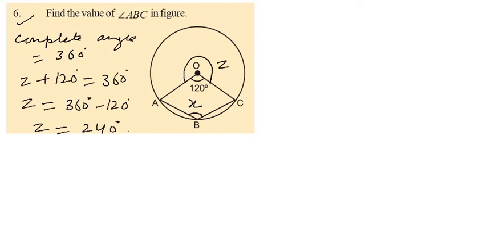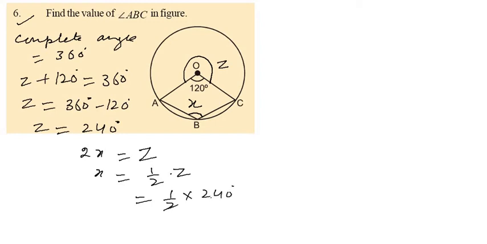Now the relationship between x and z. Double of x is equal to z. So x will be equal to 1 by 2 of z. Put the value of z: 1 by 2 of 240. 2 ones are 2, and 2 twos are 4. So x will be equal to 120 degrees, and that is your answer.